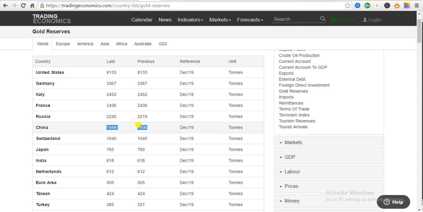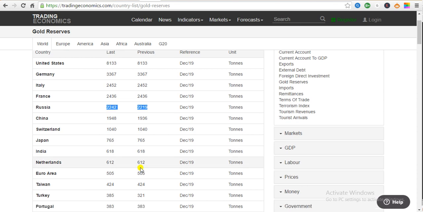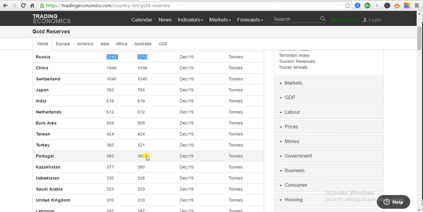It was 1936 tons, now it's 1948 tons. So is Russia growing these reserves. They're buying more and more and more. All right, and the U.S. is not growing its reserves as yet, but it has a lot.